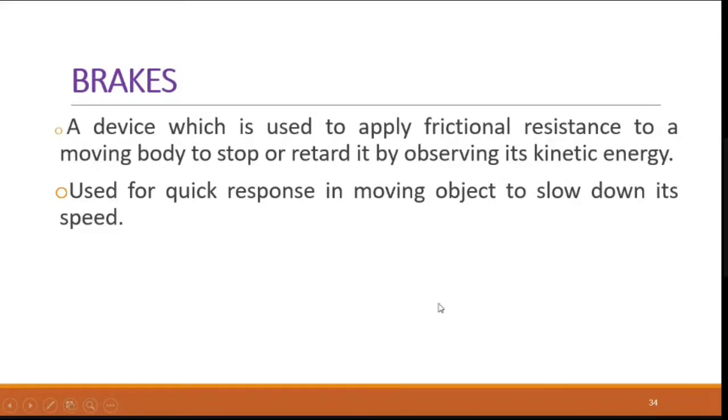It is applicable only for quick responses. If I consider any object, it will automatically come to rest. Even if you leave the accelerator in your bike, at a particular stage it will come to rest. But the main purpose is a quick response, and for that we apply the brake.